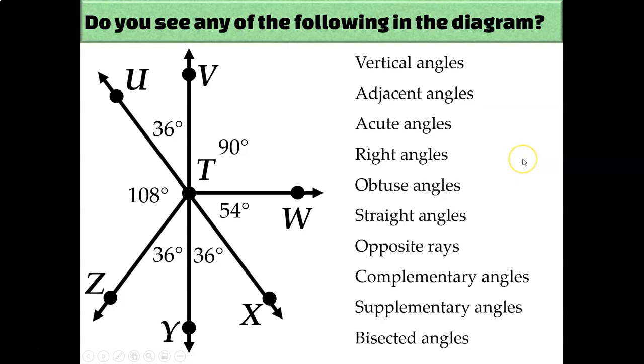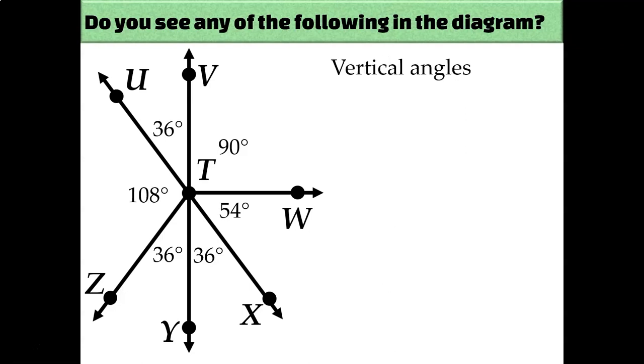So I want you to take a second and identify at least one of each of these types of angles or angle pairs in this diagram. Go ahead and pause the video and do it now. Let's see how you did.